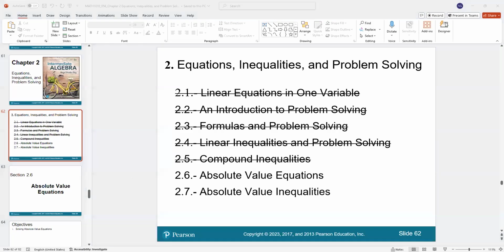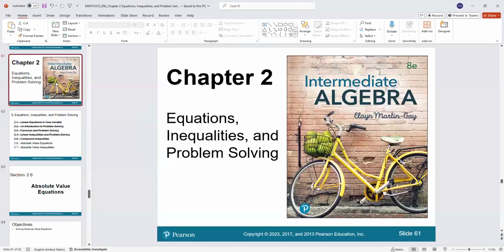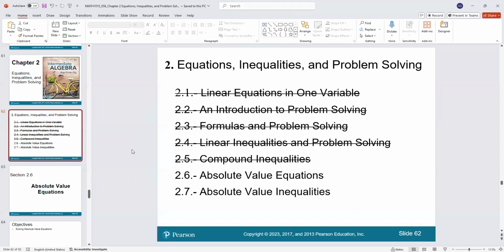Hello everyone, in this video we're going to continue with chapter 2, equations, inequalities, and problem solving. So far we went over a variety of sections like linear equations in one variable, an introduction to problem solving, formulas and problem solving, linear inequalities and problem solving, compound inequalities.